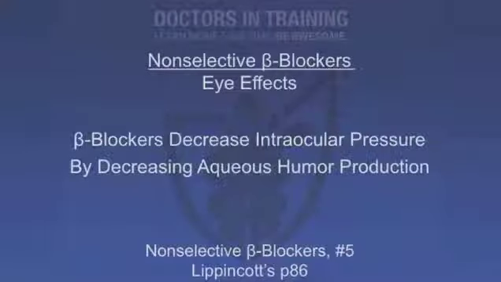Next, let's see how it affects the eye. So it actually reduces intraocular pressure, and this is especially important in patients with glaucoma. Now, the mechanism is due to a decrease in aqueous humor production. Next, and this is very important, bronchoconstriction. So beta-2 blockage can lead to contraction of smooth muscle in the bronchioles.